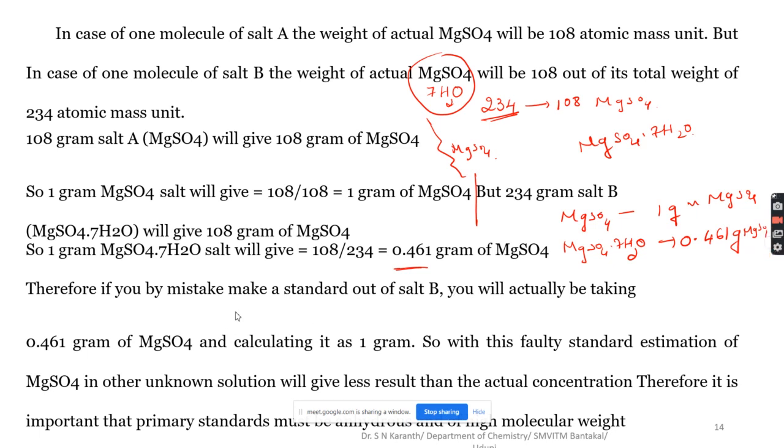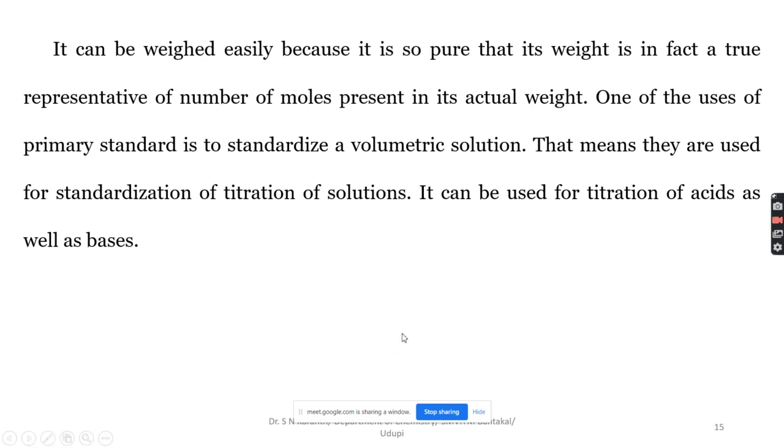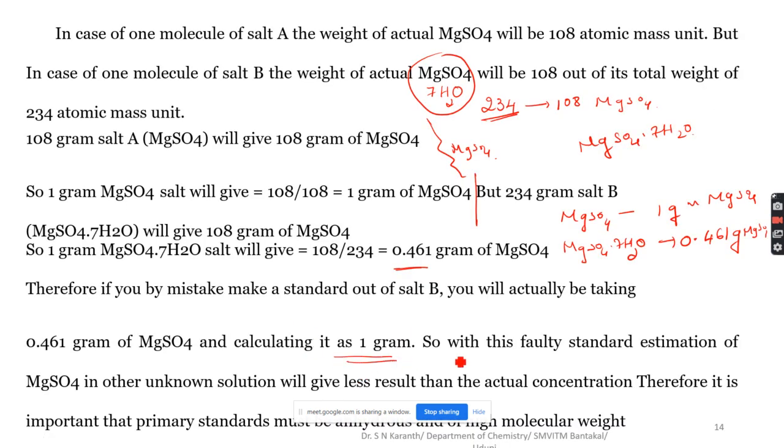Clear? Therefore, if you by mistake make a standard out of salt B, you will actually be taking 0.461 gram of magnesium sulfate, not 1 gram, but while calculating, you are treating it as 1 gram. You are taking less magnesium sulfate if it is hygroscopic in nature, because it will absorb water molecules that are also included in the salt. With this faulty standard estimation of magnesium sulfate or any other component, a lower result than the actual concentration appears. Therefore, it is important to note this for the primary standard solution.